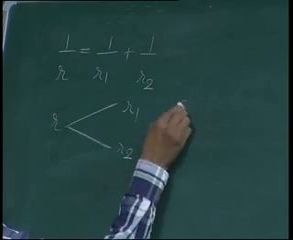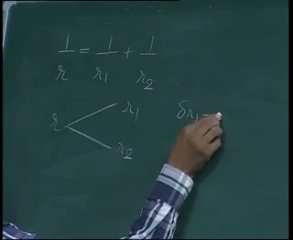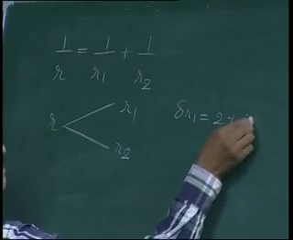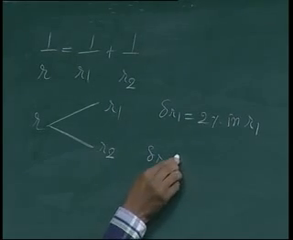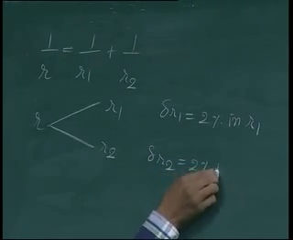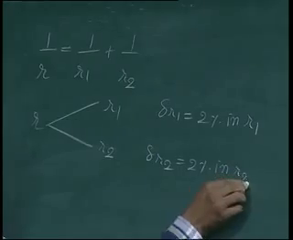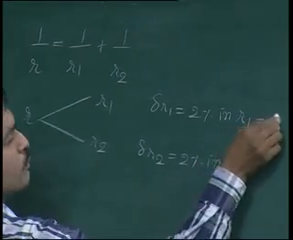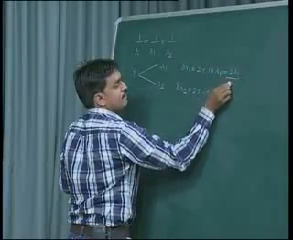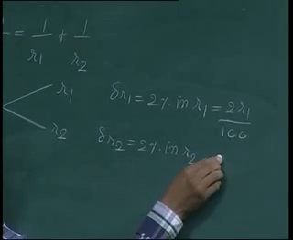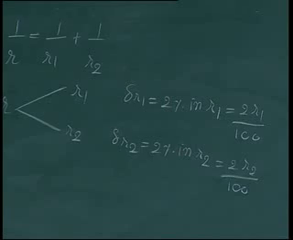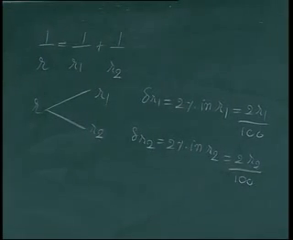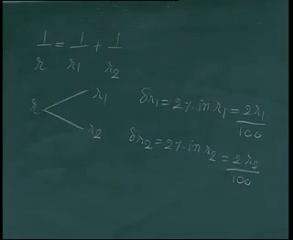According to the question, delta R1 is given 2% in R1. Delta R2 is also given 2% in R2, means both are equal to 2 R1 by 100, and the second will be 2 R2 by 100. So the change in R1 and the change in R2 are both given. Now we find out the change in R.